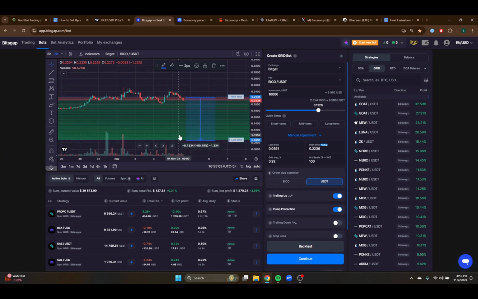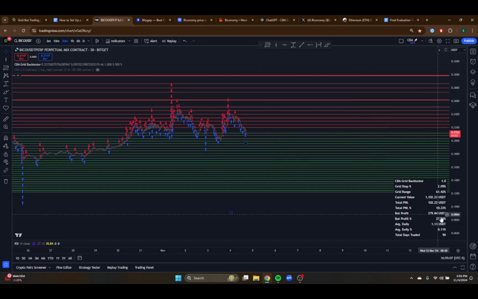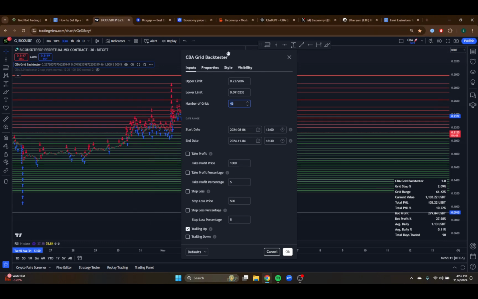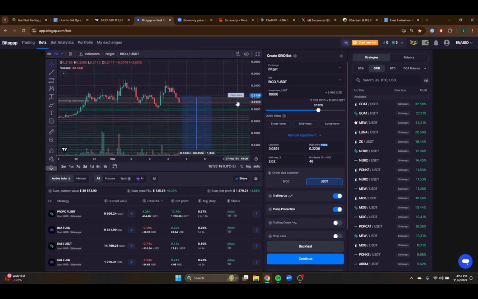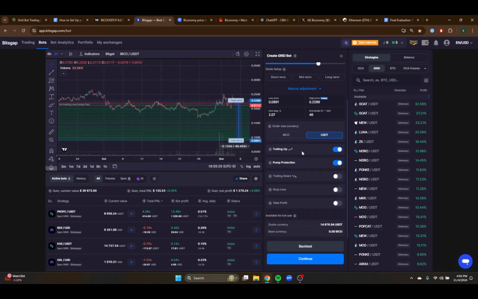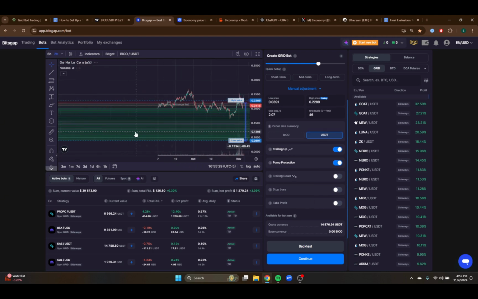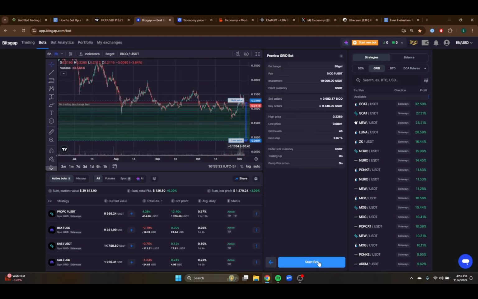And now we're just going to readjust everything. So you're literally copy and pasting, but making sure you're following the CBA systematic approach and the results you're getting for maximum profitability. So 46 grid levels, making sure we always have at least 2 red lines. We're going to make sure trailing up is on, pump protection on, stop loss off, take profit off. Click on continue and start the bot.